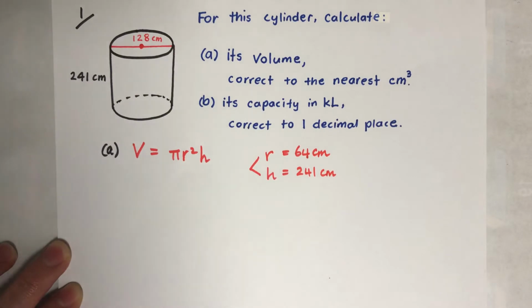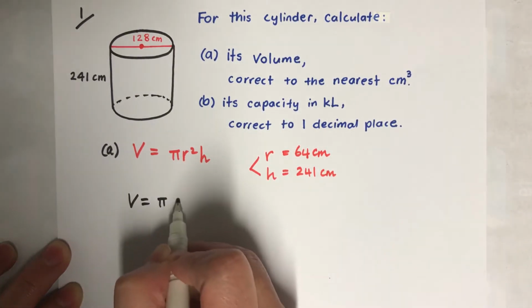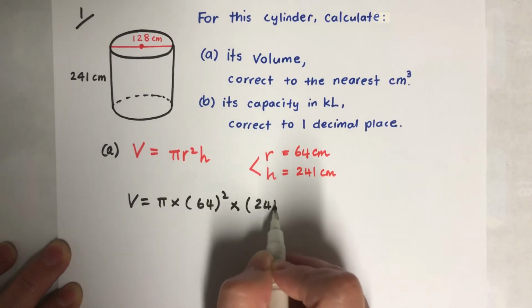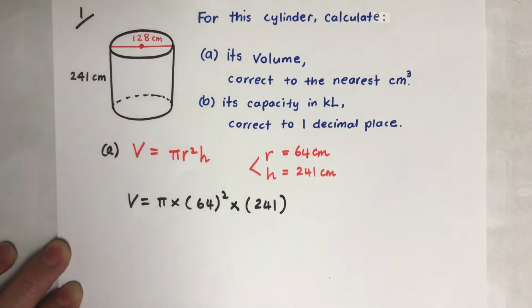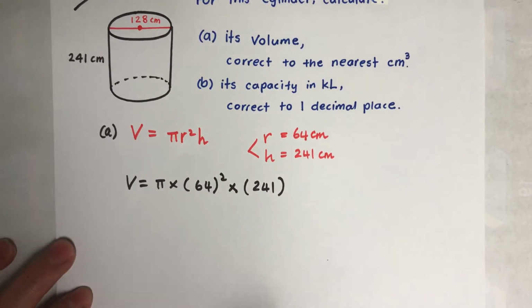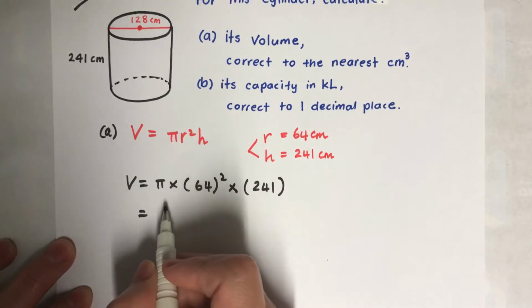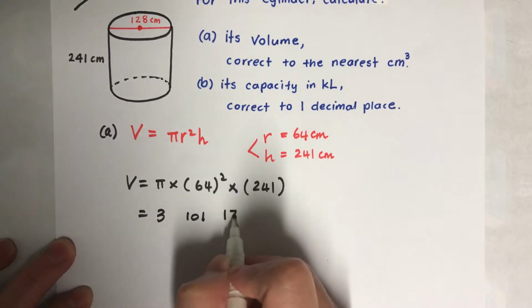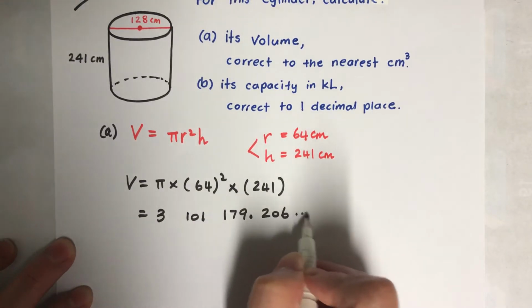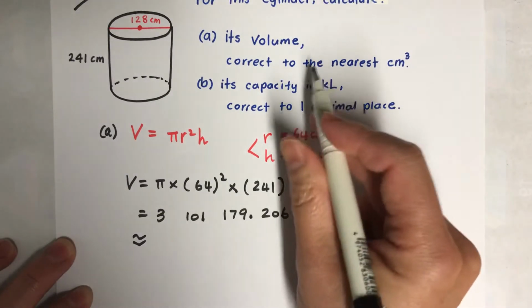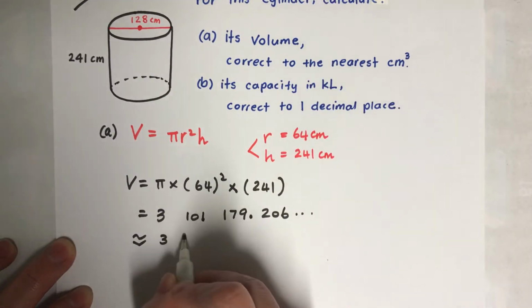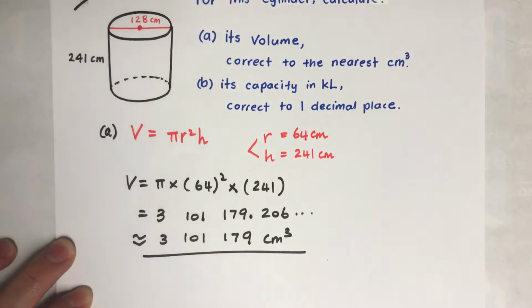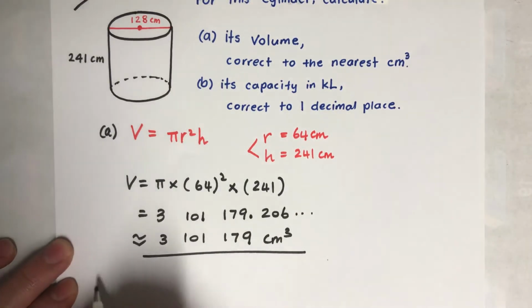So I've got now volume equals pi times 64 squared times 241. I like to put that in brackets so I can see clearly which parts I'm multiplying. And if you put all that in your calculator, you'll get quite a big number, 3,101,179.206. But what does the question say up there? To the nearest cubic centimeter. So I'm going to go like this, 3,101,179 cubic centimeters. There you go, that's my answer for it.